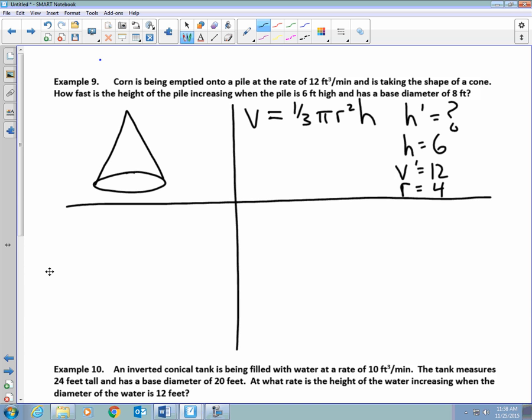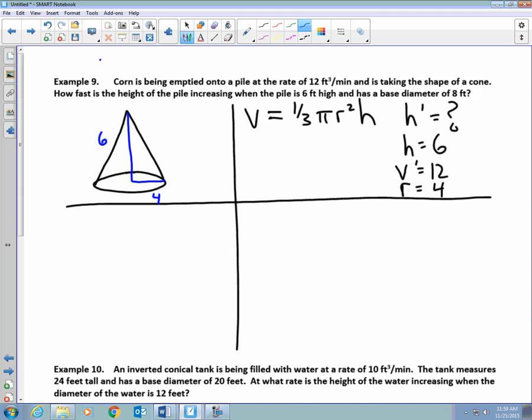It's changing. The radius is changing. As you add more corn, the radius will get bigger, the height will get bigger, so we can't plug it in right now. Scale, proportion, sure. That's what we're going to do. The current height is 6. The current radius is 4.